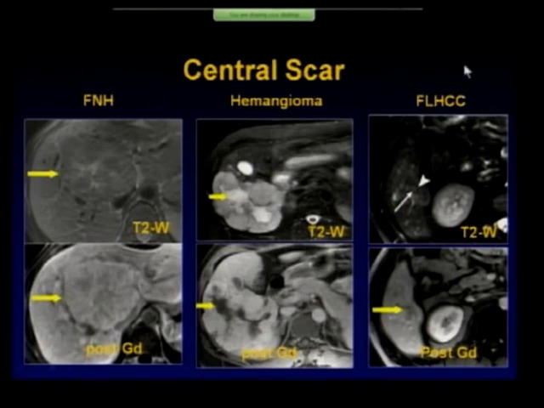I actually had a lot of difficulty pronouncing this. So I would put in my report FLHCC, and the clinician would call me and say, "What do you mean by that?" And I would say, "Please Google it."